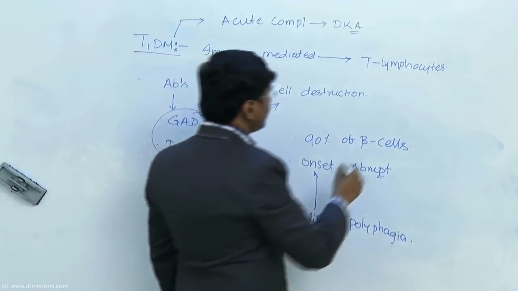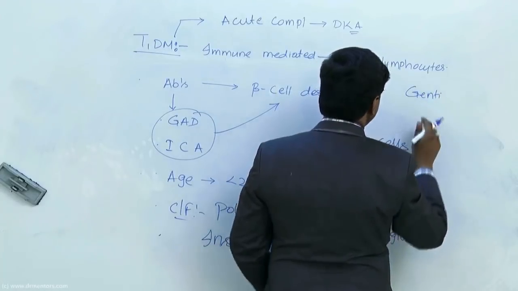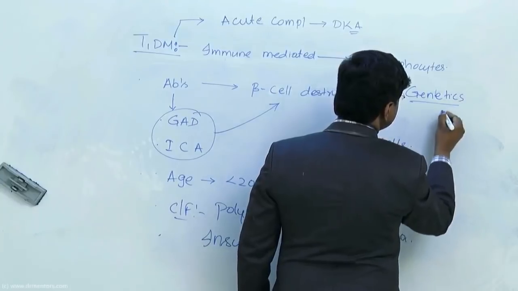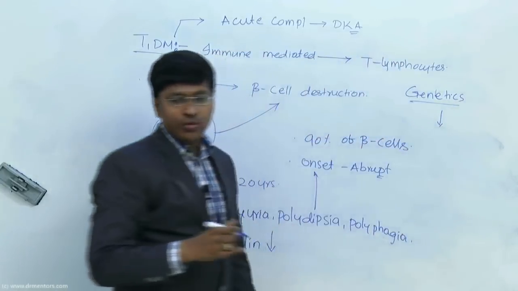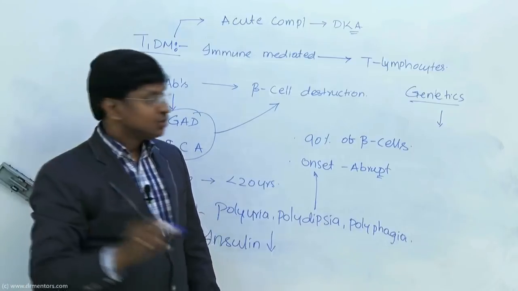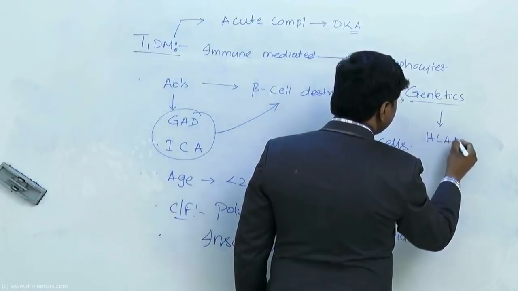Next, if you take the genetics in these patients with type 1 diabetes mellitus, remember the group of individuals who develop type 1 diabetes mellitus are those who have HLA-DR3.